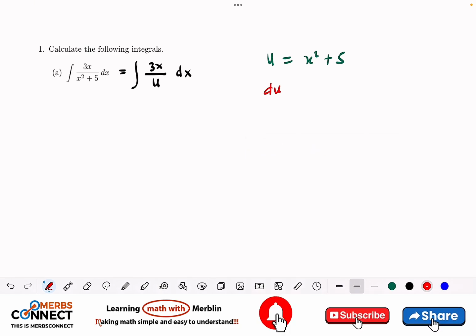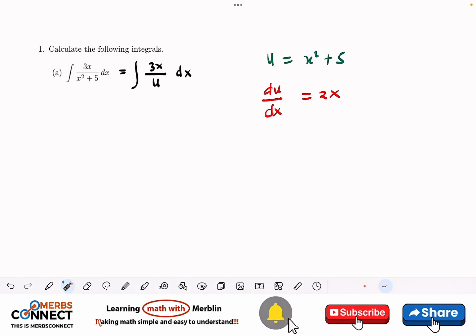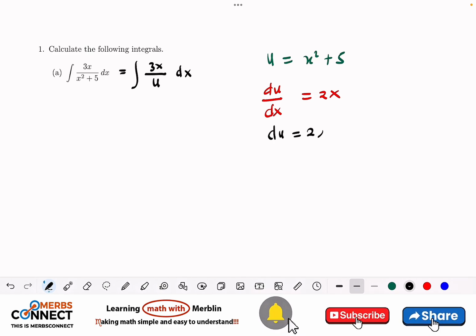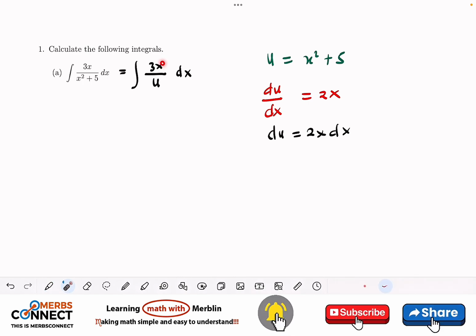So this is going to be du divided by dx, and this should give us 2x, right? Now we have the dx here that we want to change. So what can we do? I will multiply this by dx. So I'm going to have du is equal to 2x dx. But look at something here. I can see an x here and an x here. So I can even write this one as 3 divided by u, times x dx.